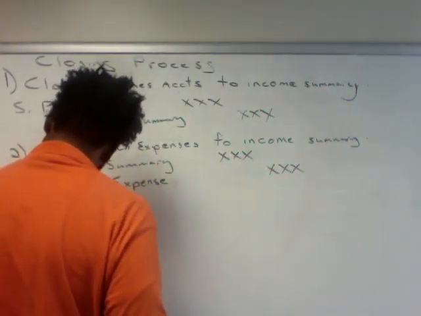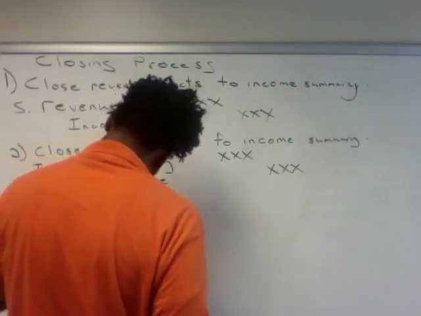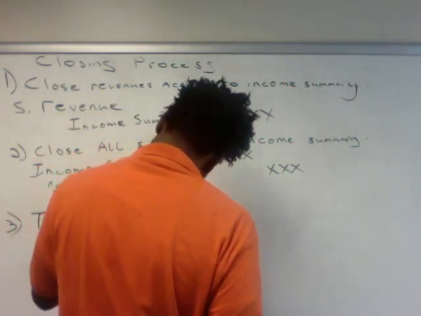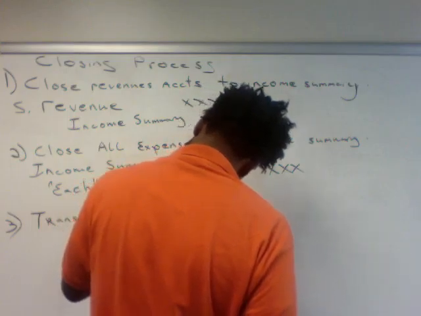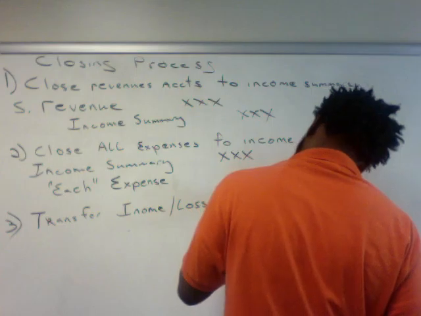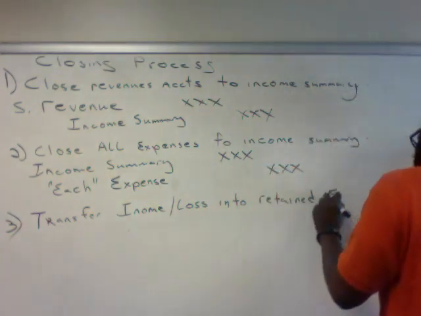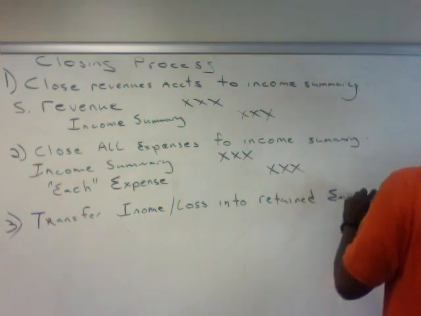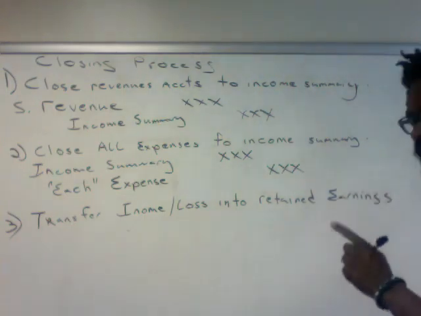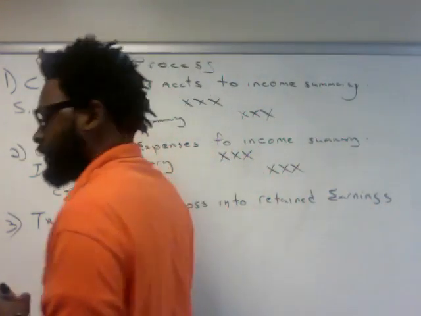So step 3 tells us to transfer income/loss into retained earnings. Now, the journal entry will be one of two of the following that I will give you.